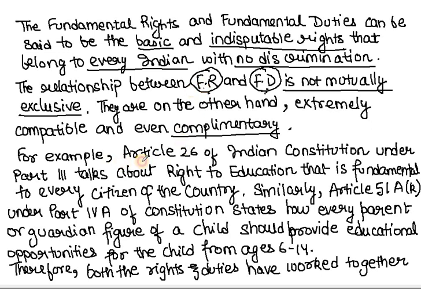So we can give the example of Article 26 of Indian Constitution in the fundamental rights and Article 51A in the fundamental duties. Both of them talk about education. That is how both of them are complementary. They are not exclusive. They are compatible. दोनों ही education की बात कर रहे हैं. Article 26 says that it is about right to education. Article 51A says that every parent has the duty, every guardian has the duty to get his or her child educated. So we can say that both the rights and duties have worked together towards securing the education of a child between the age group of 6 and 14.